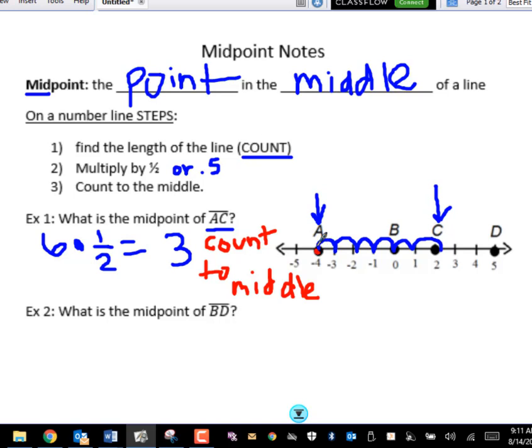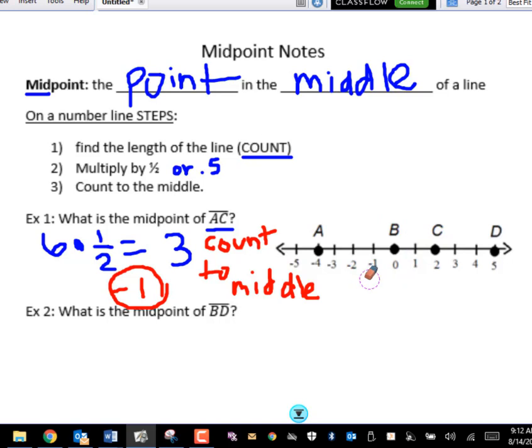So I'm going to start at A again, and I'm going to count 3. Remember, I don't start counting until I move away from A. So 1, 2, 3. Final answer, this point that I just ended up at is the midpoint. That is the point in the middle. So my answer would be, well, what's the number right there? -1. That is the point in the middle. Okay. Now I'm going to erase this so that we can do the next question, because that was a lot of writing.